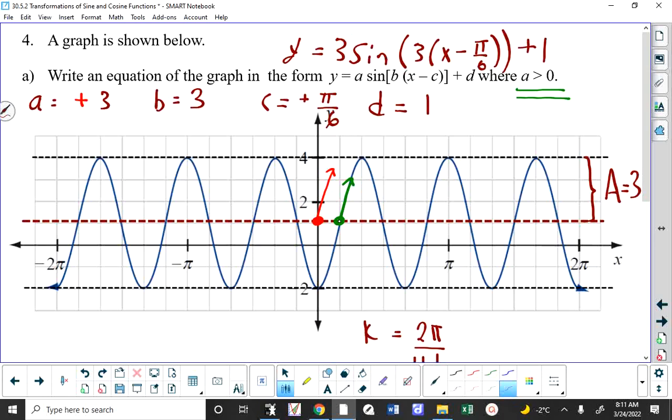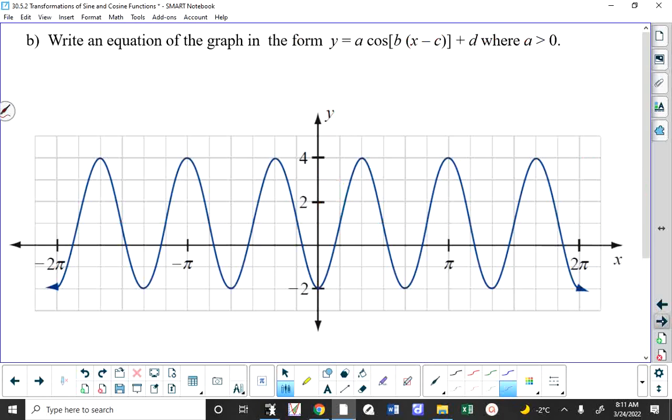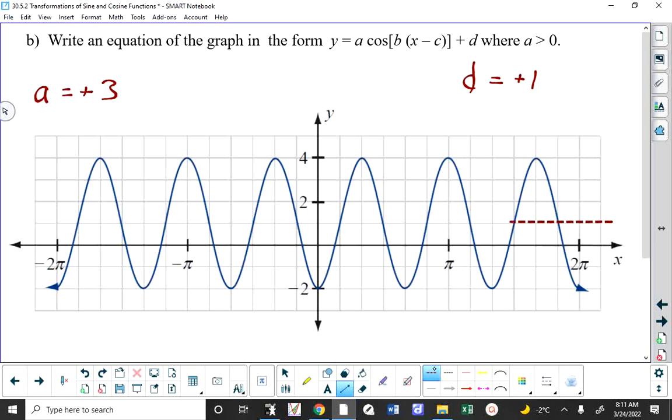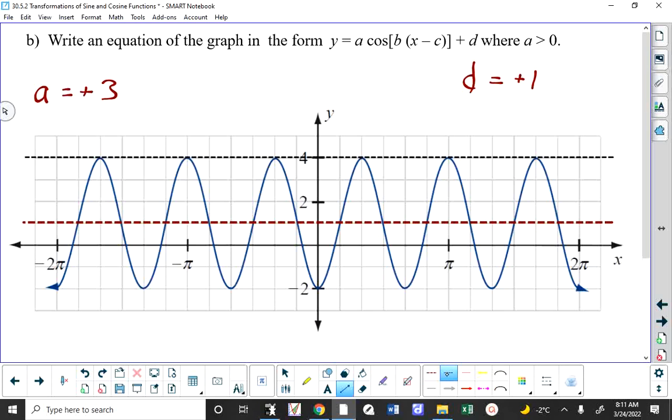Now, when we take a look at 4b, the fact of the matter is a is still going to be positive 3. And d is still going to be positive 1. Because it doesn't matter how you cut it, whether it's a sine function or a cosine function, the middle of the graph is at 1. That's the vertical displacement. The maximum of the graph is at 4. The minimum is at negative 2. The maximum is 3 above the vertical displacement. The minimum is 3 below. So those two parameters are still the same.